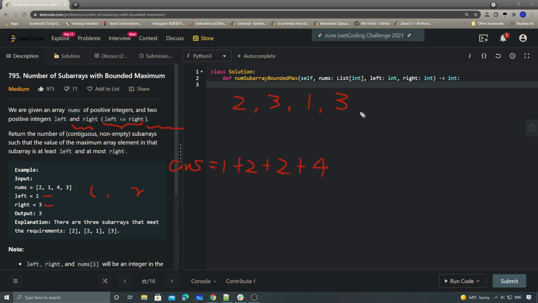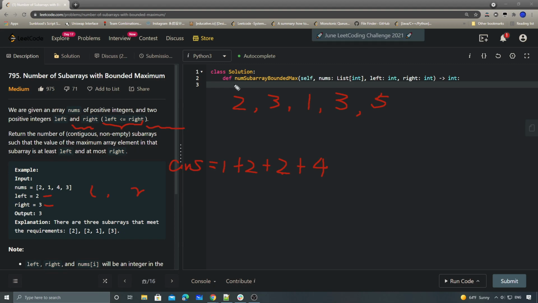So that's that. And how about the next one, which is another special case. Let's say we have a 5 here. So what does 5 mean? 5 means that 5 is greater than the right, so nothing can include 5 starting from here. Basically, if we see a number which is greater than right, it means that we have to start everything again.